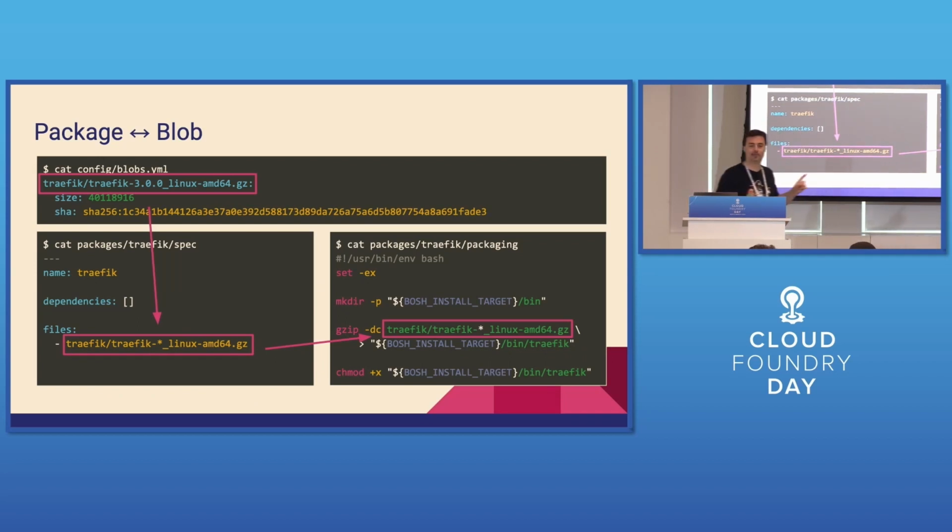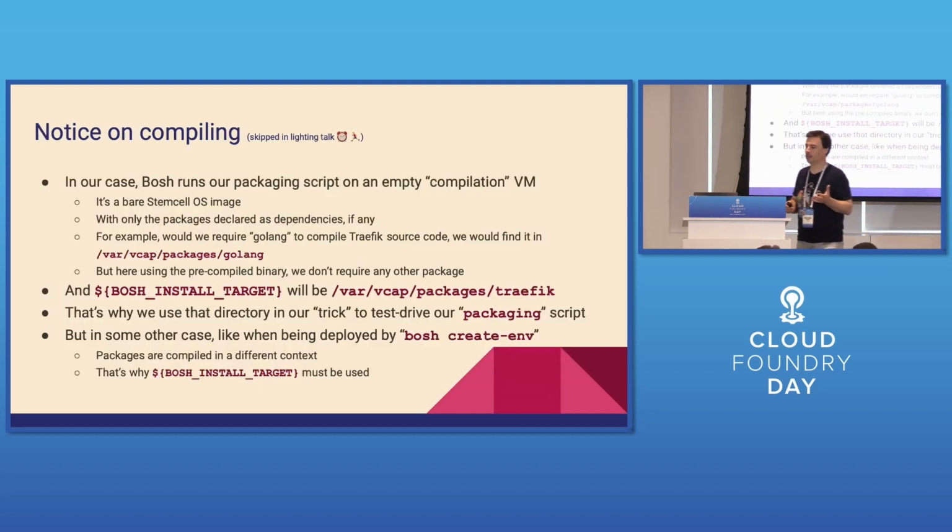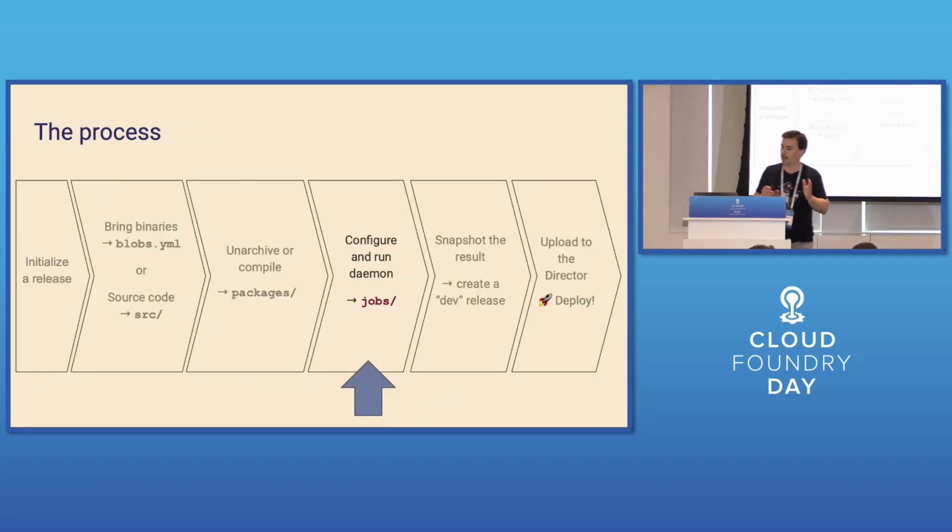The relation between package and blob is that on the top you have the blob with the virtual path. We use it in the spec to say that we grab this to feed it to the packaging script that uses it to extract the binary and make it available for running our Unix daemon. And we won't go into those details. That's a lightning talk.